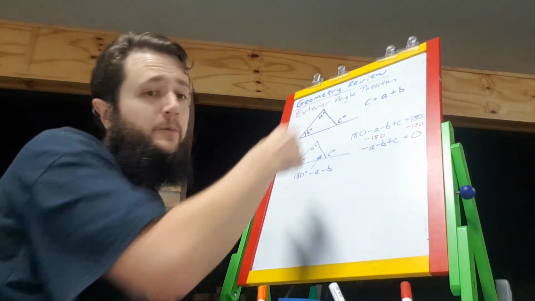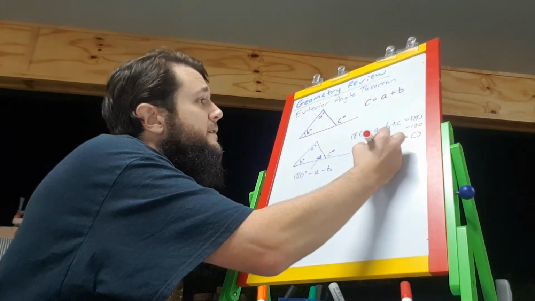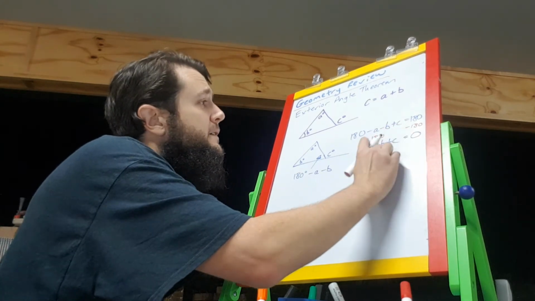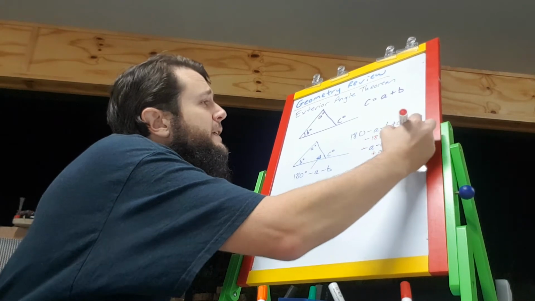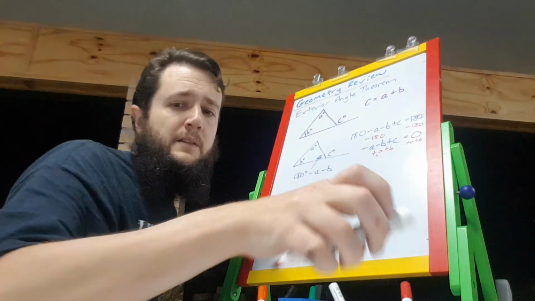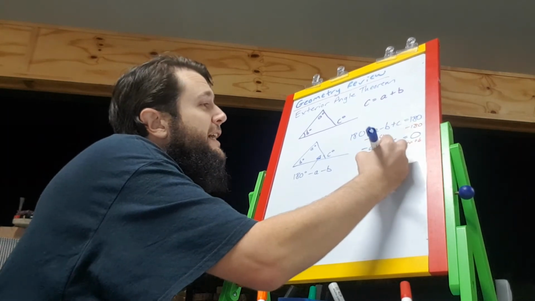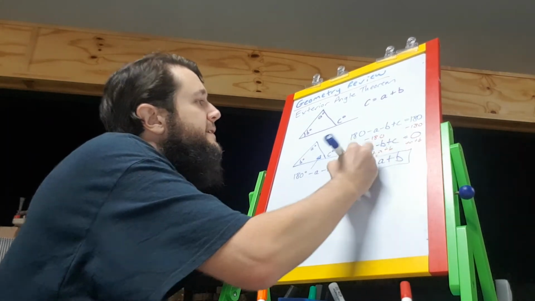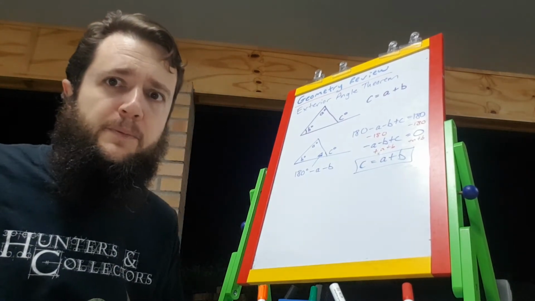To make that a rule, all I've got to do is add A and B to both sides, because that will leave me at just C over here. So if I add A and add B, I'll end up with just C on this side and A plus B on the other. Thus, I've proven the exterior angle theorem. So it's not too bad to prove.